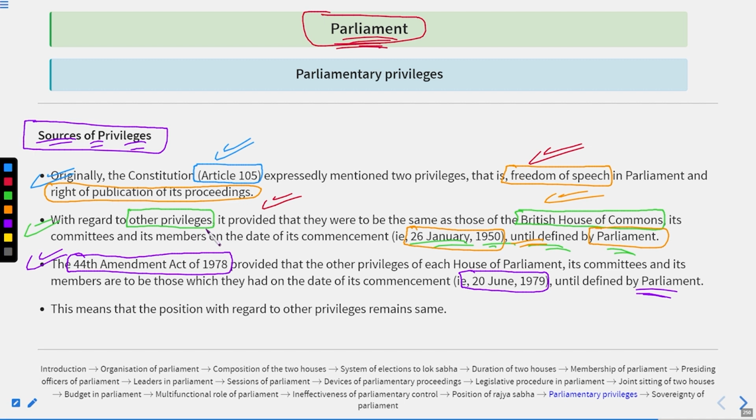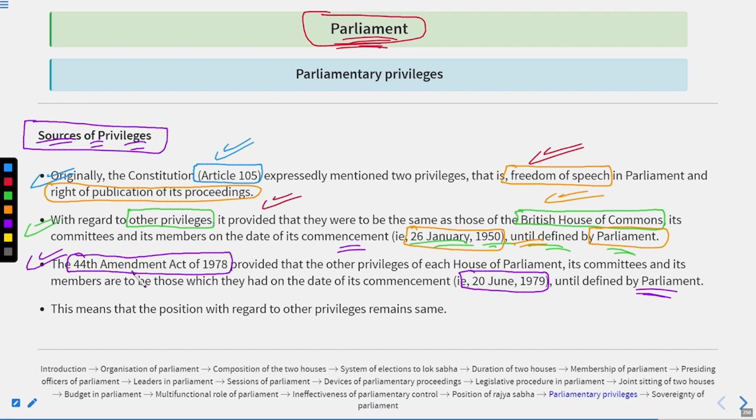If we talk about the other privileges, first they were provided as per the pattern of the British House of Commons, its committees and the members of its committees, from the commencement of the Constitution on 26 January 1950, with the power given to the Parliament to define them if they wanted to. After this, what happened? That was the year 1978, when the 44th Amendment Act came into the picture.